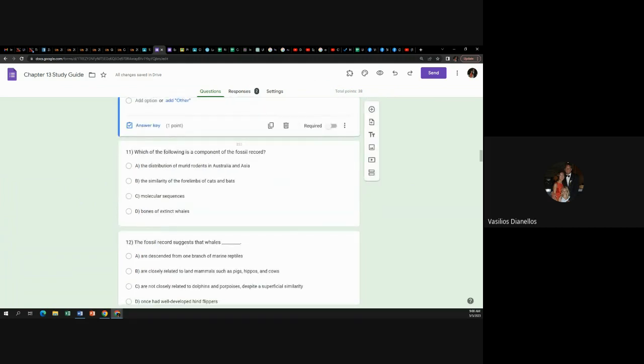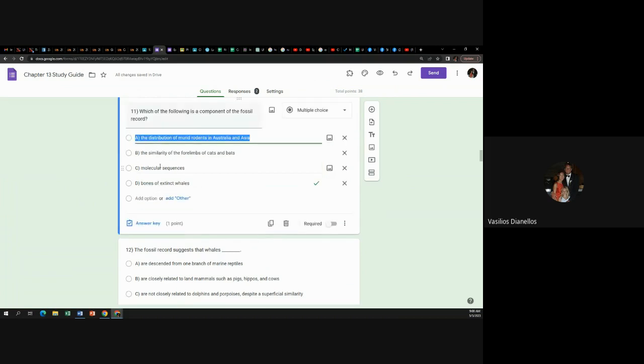All right, which of the following is a component of the fossil record? The distribution of organisms? No, because they're alive. The similarity of forelimbs of cats and bats? No, those are homologies. Molecular sequences? No, those are also homologies, but they're molecular homologies. And then the bones of extinct whales, and the thing there is bones.